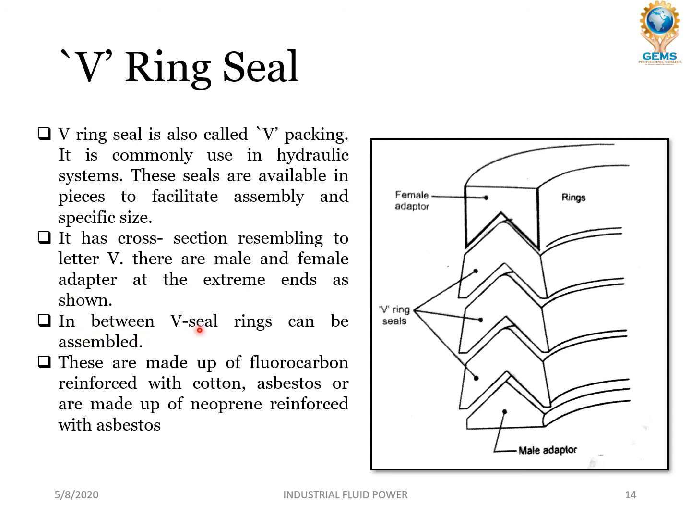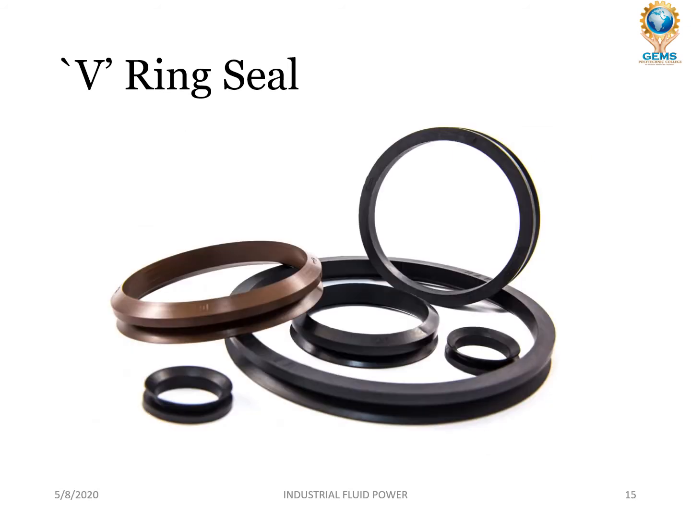In between, V seal rings can be assembled. These are made up of fluorocarbon reinforced with cotton, or neoprene reinforced with asbestos. So these are the examples of V rings, having a female adapter and a male adapter on both sides. This is how the V rings look. It's simply having the shape of the V symbol.